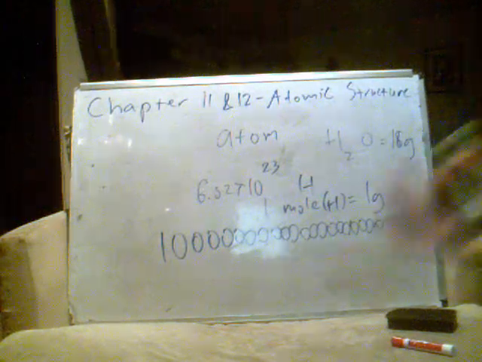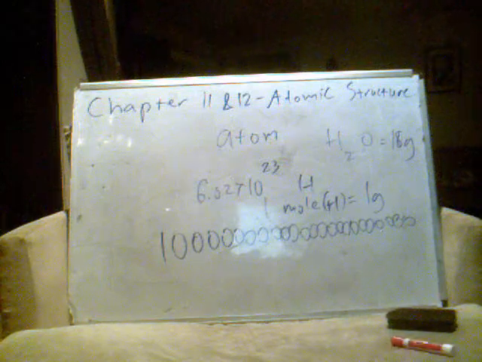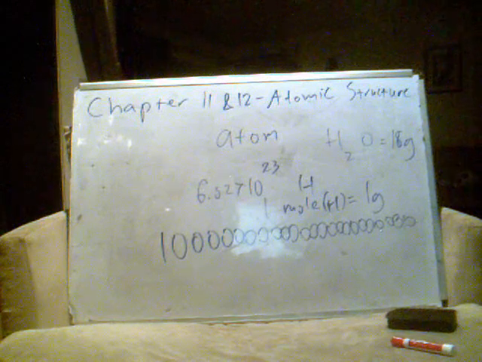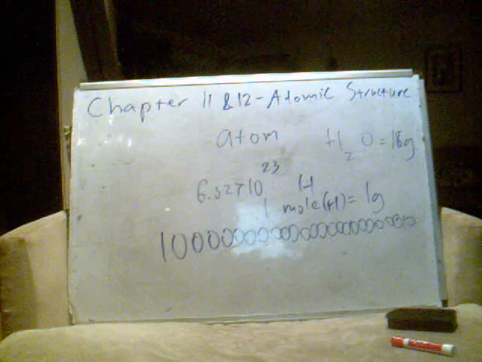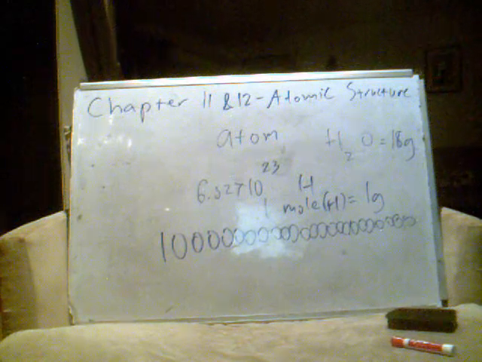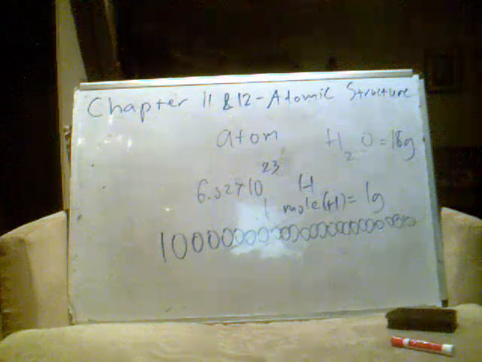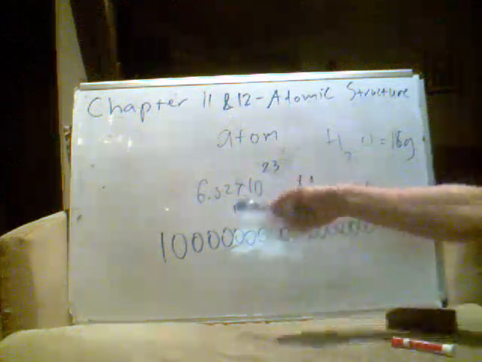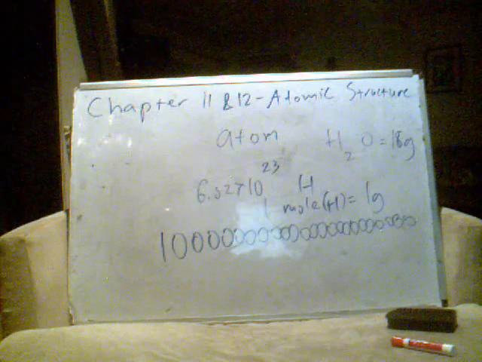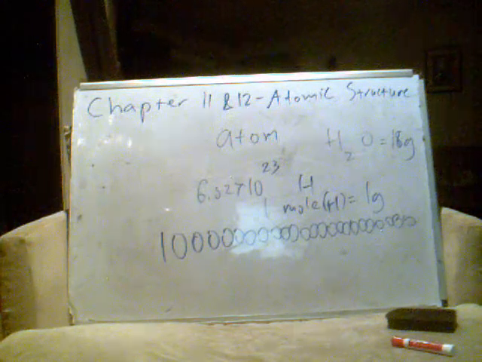Now that's not a tremendous amount, because that's not enough to drink, right? 18 grams is about 18 milliliters or 18 cubic centimeters, and 1,000 milliliters or 1,000 grams is a liter of water. That's enough to drink, right? Now the book makes the comparison: a mole of apples, or 6.02 times 10 to the 23rd apples, is about the number of apples that you would need to fill the Earth.